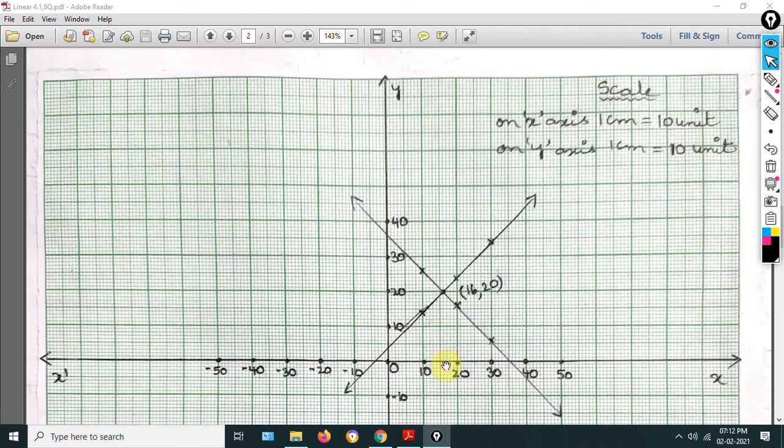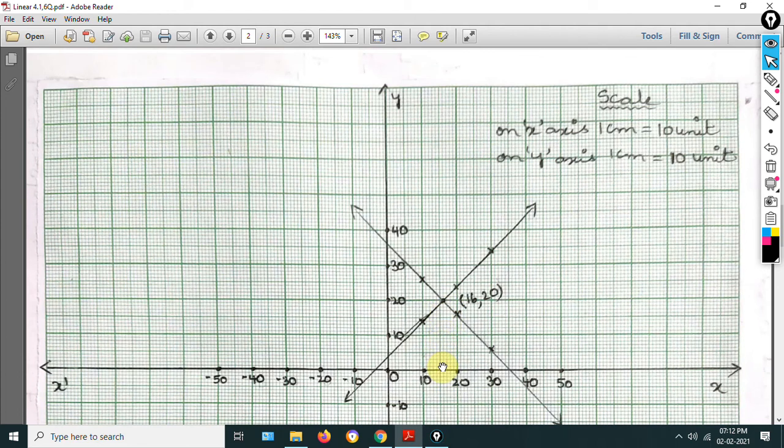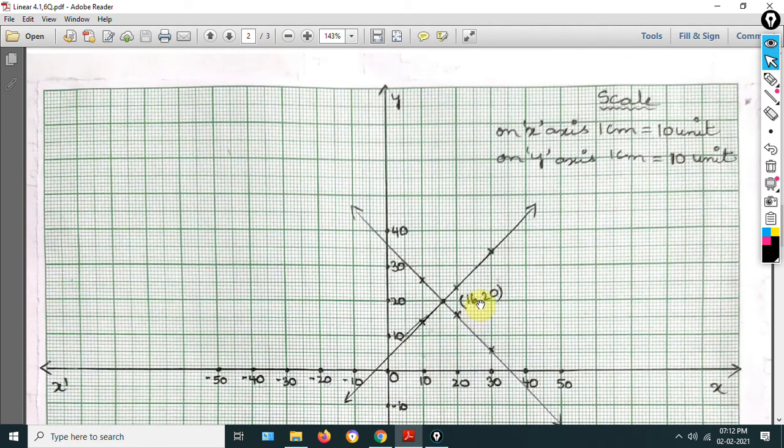So what will be the value here? 10. No, after 10 the next slight line will be 11. Next slight line will be 12, 13, 14. This is 15 and here this is 16. At this point only they are intersecting. So on the x-axis they are intersecting at 16. So we write 16 comma, on the y-axis at which point? 20. So 16 comma 20. This is the answer we are writing here.